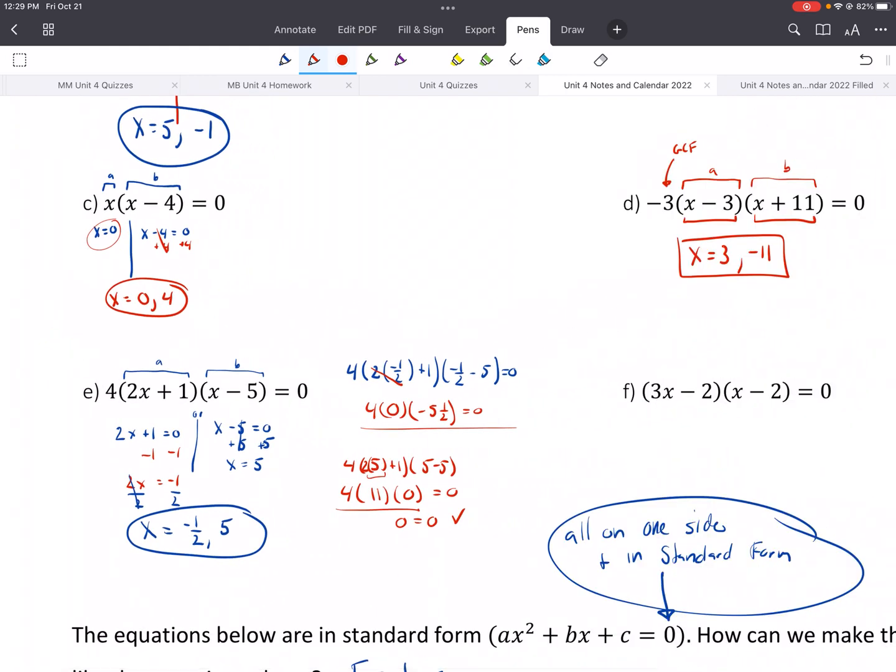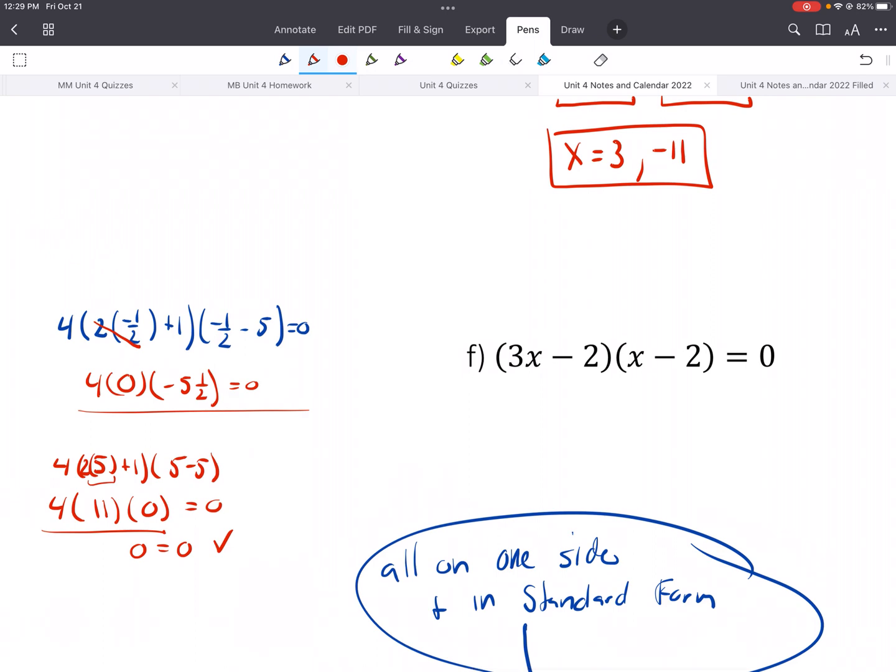All right. So then last example, if you want to give that a try, it's about the same, but we should have 2/3 and positive 2. Those would be our solutions if you want to give that a try.